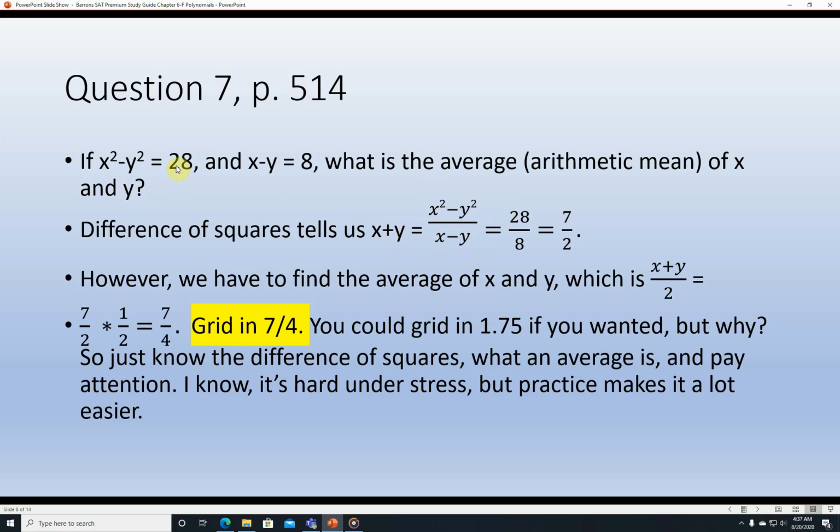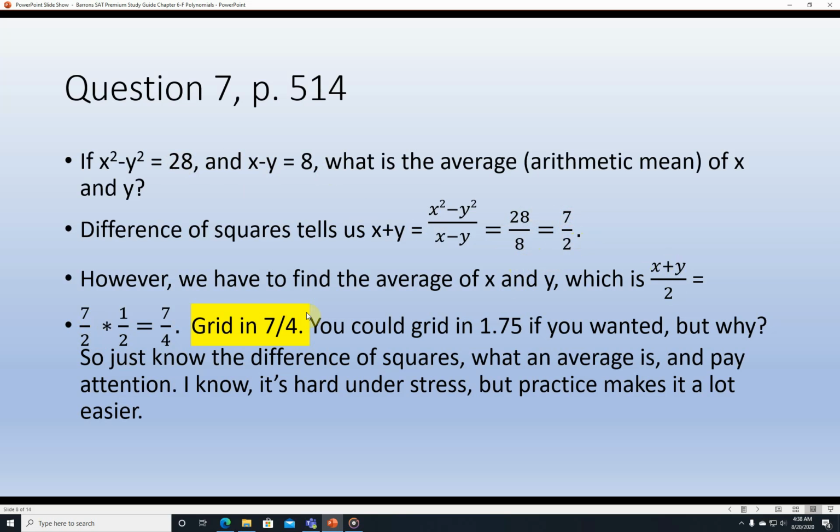So we'll end up with 28 over 8, because that's x squared minus y squared over 8, which is x minus y, equals 7 over 2. But we have to find the average of x and y, and this is just x plus y over 2. So x plus y over 2 is going to be 7 over 2 over 2, or 7 halves times 1 half, which is 7 fourths.